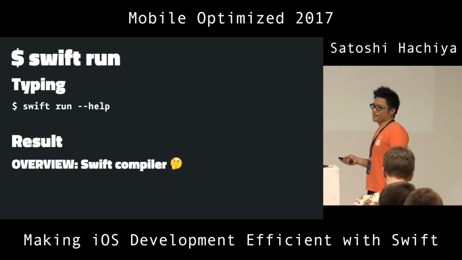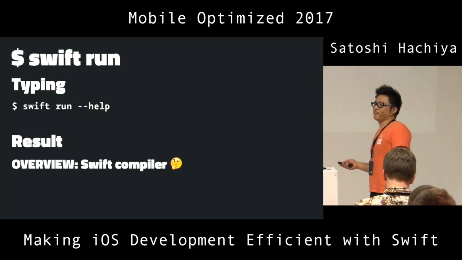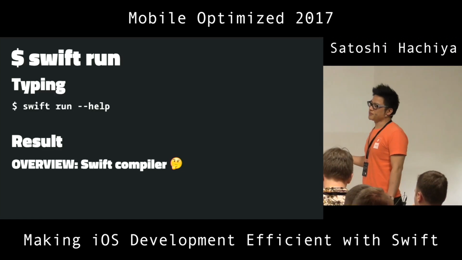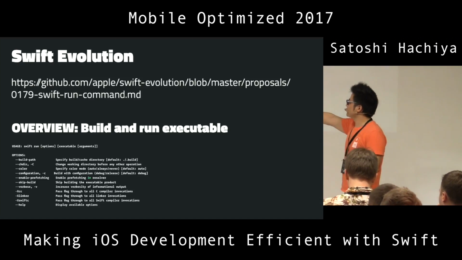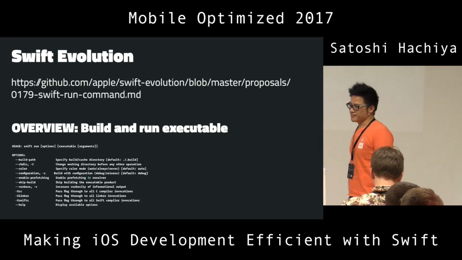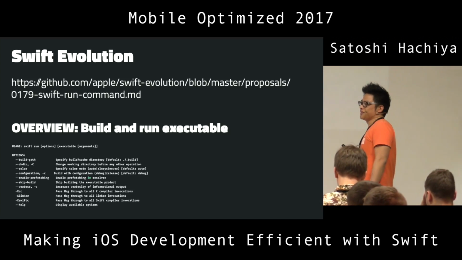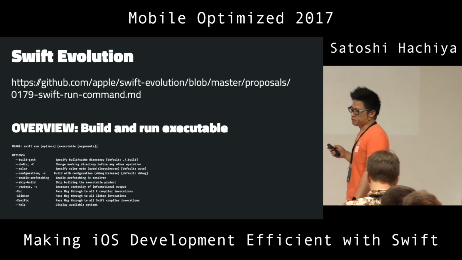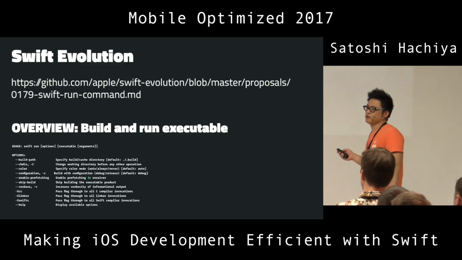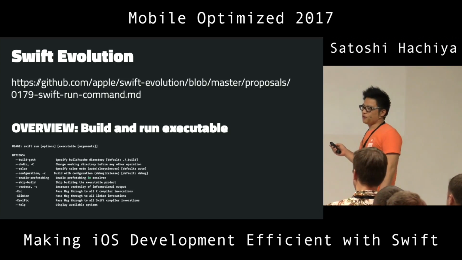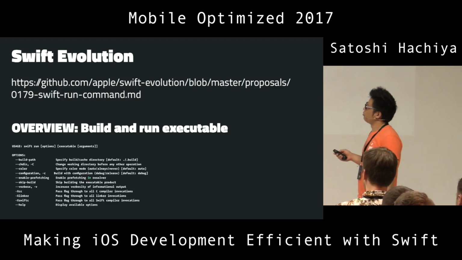Finally, typing swift run --help, we cannot see the overview of the Swift run command. It shows the overview of the Swift compiler. I might find an opportunity to submit a pull request to the Swift Package Manager team, but this command is implemented in Swift 4, so it might be fixed by the official release of Swift 4.